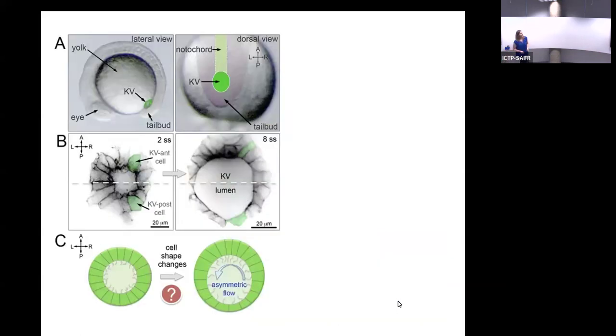Okay, so I need to tell you about the left-right organizer in zebrafish. This is a zebrafish at a more developed stage. You know how I told you there was that ball of cells on top of the yolk? This is still the yolk, and now this is the body. You can see it's developed a bit more.